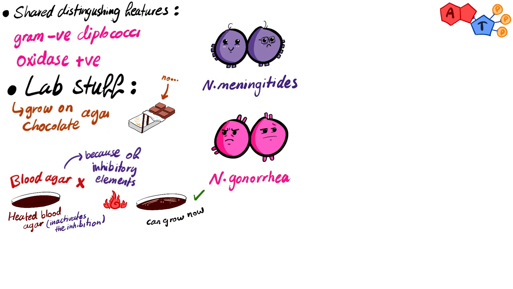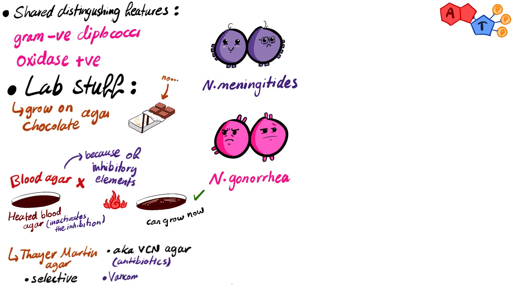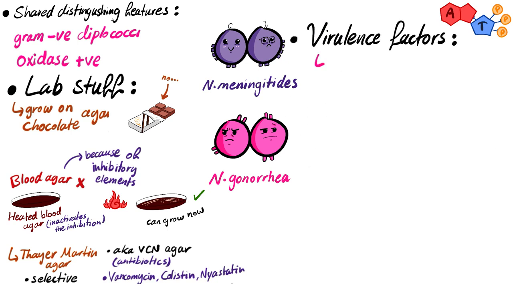The other medium that we use for Neisseria's growth is Thayer-Martin agar, which is selective agar that only allows Neisseria species to grow while inhibiting other organisms from growing. This is also known as VCN agar, referring to the antibiotics used to inhibit the other organisms, which are vancomycin, colistin, and nystatin. Now let's move to the shared virulence factors.